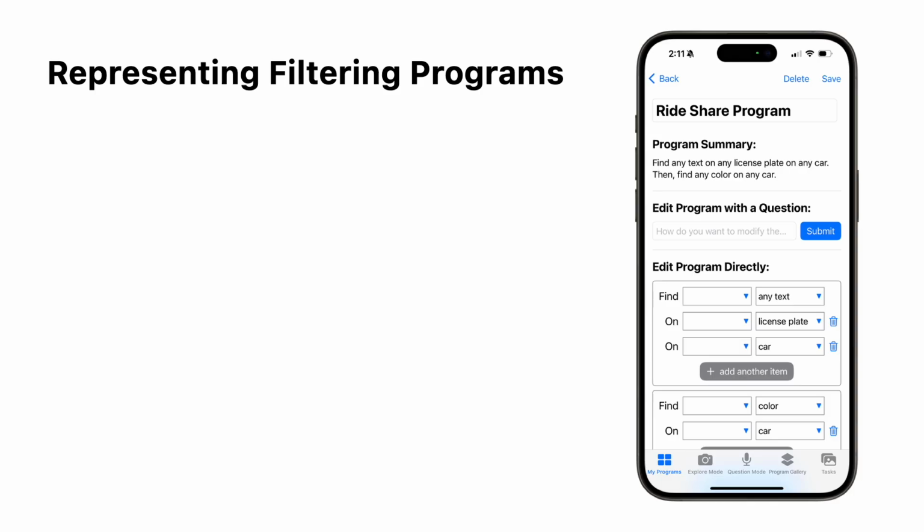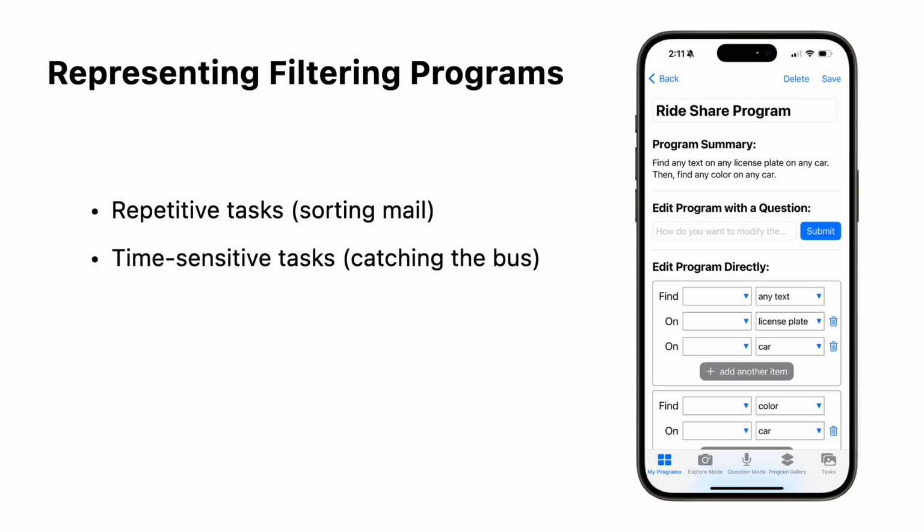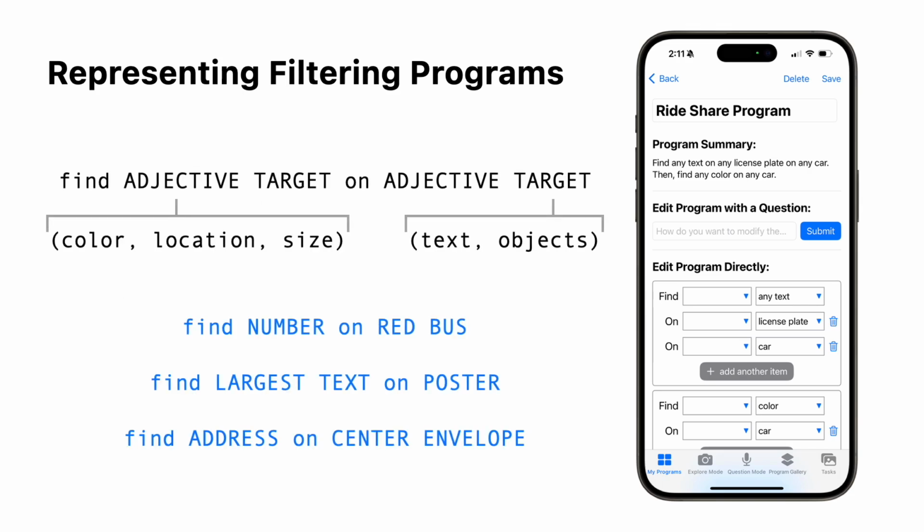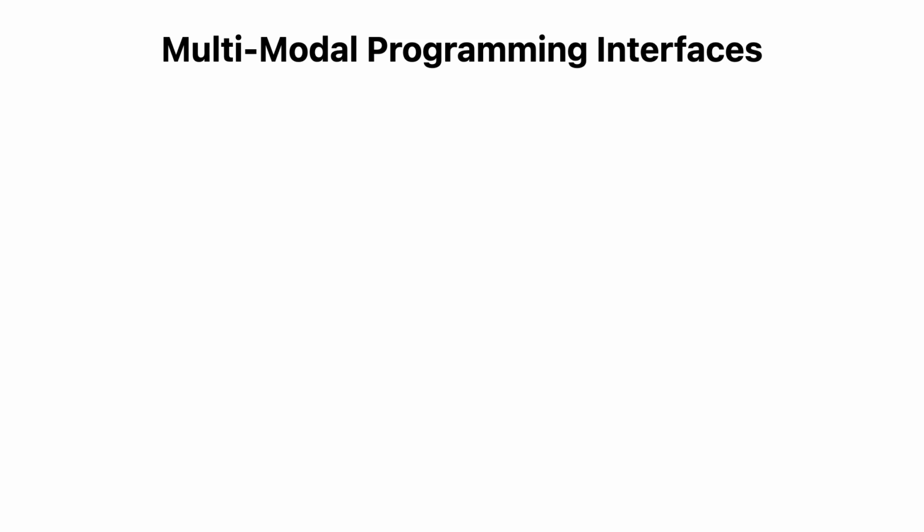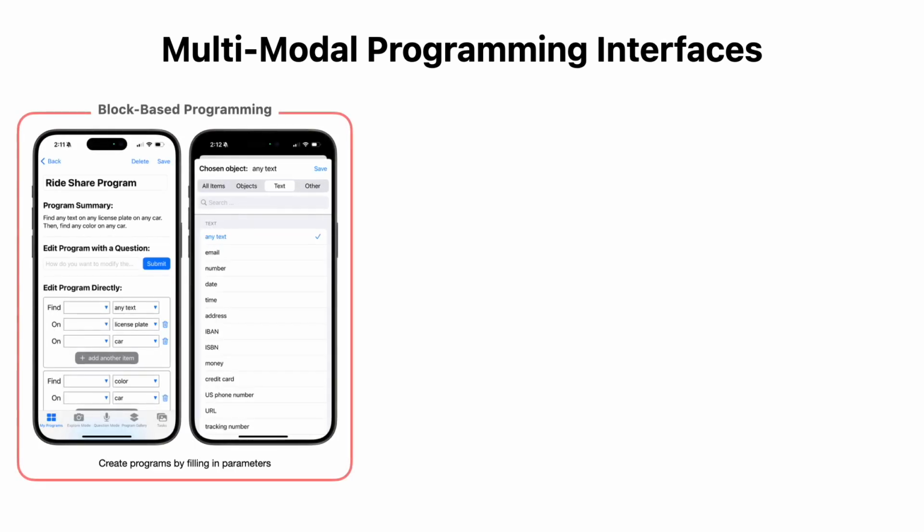ProgramAlly focuses on customization in the domain of visual information filtering. This is especially helpful in situations that are repetitive, like sorting mail, time-sensitive, like catching a bus, or that requires scanning an entire object or room with the camera, like finding an expiration date. We developed a representation of these filtering programs informed by real-world scenarios from blind people's everyday experiences. Examples of these programs are Find Number on Bus, Find Largest Text on Poster, or Find Address on Center of Envelope.